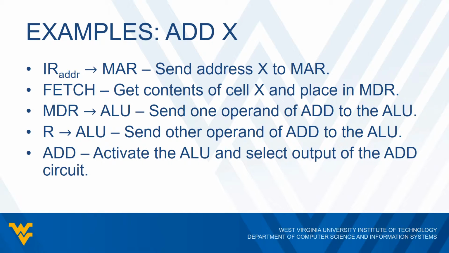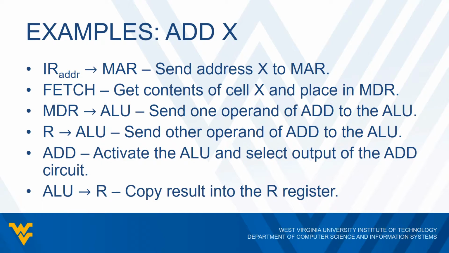We're then going to execute the add. So the way we're going to do that is we're going to activate the ALU, and then we're going to select the output of the add circuit as the desired result. Remember, when we talked about the ALU, we can choose which output we want because we're going to be executing several operations. So we want the output from the add circuit. And then finally, we're going to copy that result back into the R register.